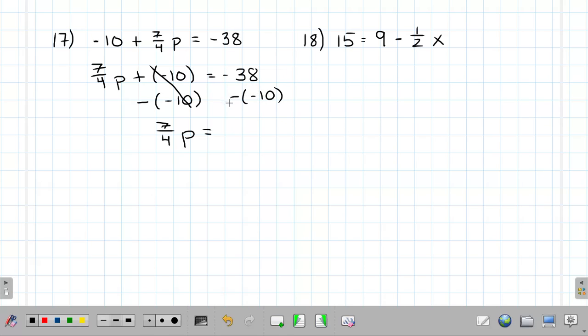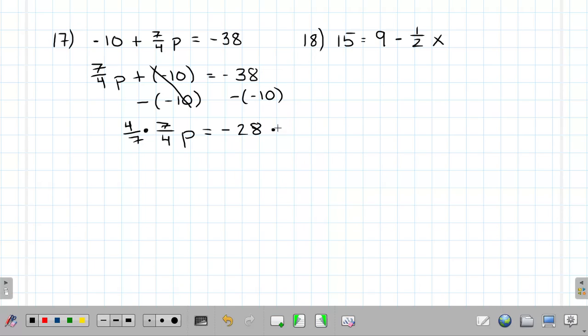So you might have had a teacher tell you before that if you subtract a negative, that's the same thing as adding the positive. So in a way, you can think about this as negative 38 plus 10, which is negative 28. Okay? And then from there, same exact thing. So we have the fraction 7/4 times p. So that means we need to divide by 7/4, or once again, take the shortcut here, multiply times 4/7.